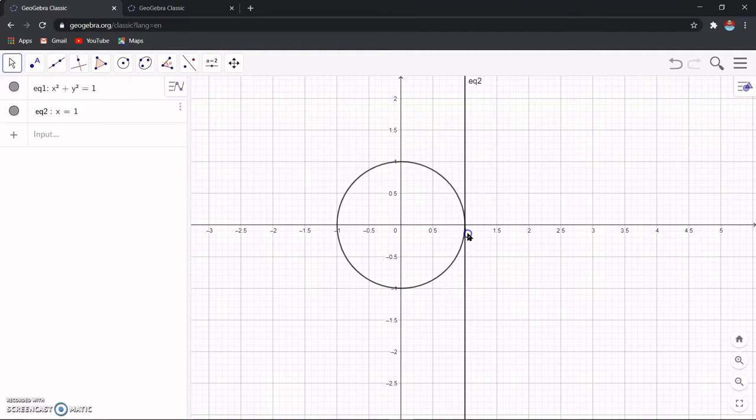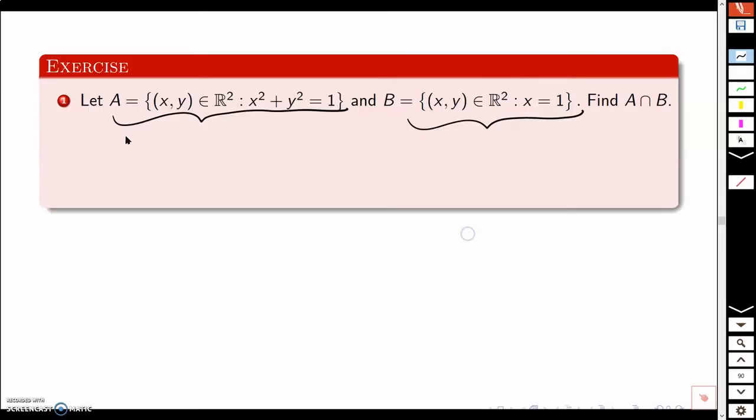Okay, so let me go back to the problem. It's quite clear that the intersection of these two sets is only one point, that is (1, 0), but we'll have to prove it. So what we'll do is take one point in the intersection and show that the only possibility is that it is (1, 0). Let me start with the point. I'll take an ordered pair, let's say (p, q), belonging to A intersection B.